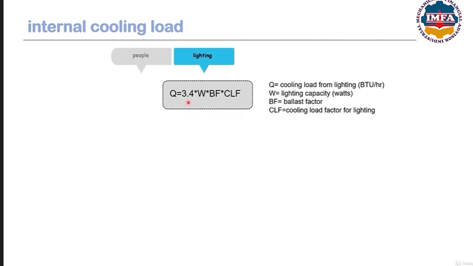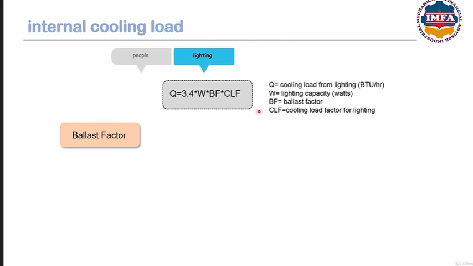The value of this lighting capacity has to be substituted in watts and not in imperial units. The term 3.4 used in the equation is there because we are not substituting the value of power in imperial units but in the SI system. By multiplying the value in watts times 3.4, the total value gets converted to the imperial system. The BF used in the equation is the ballast factor and CLF is the cooling load factor for lighting.